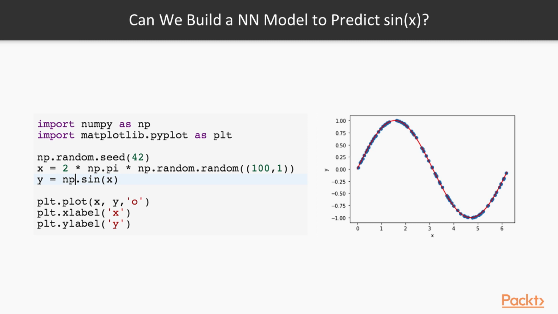We can go ahead and plot that out. The blue dots represent our sample data set, and the red line illustrates what the sine of x would be.